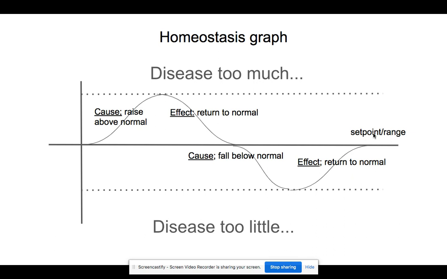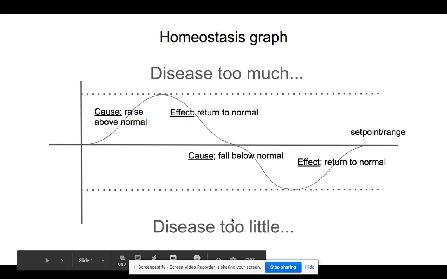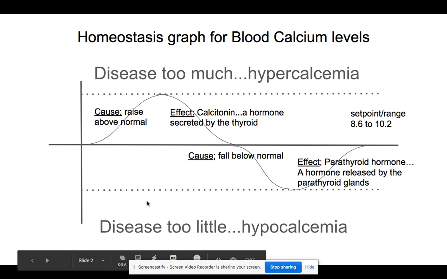And then, of course, we can always just Google what the set point or range is and find probably a reasonably good answer. And again, we'll have another disease back here, which is what happens when we drop below normal. So blood calcium works like this.